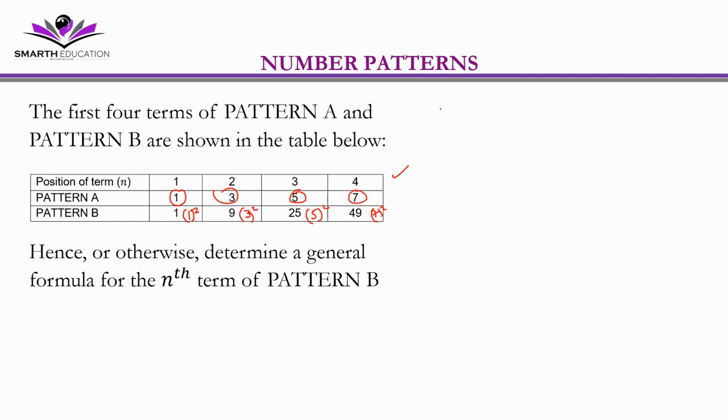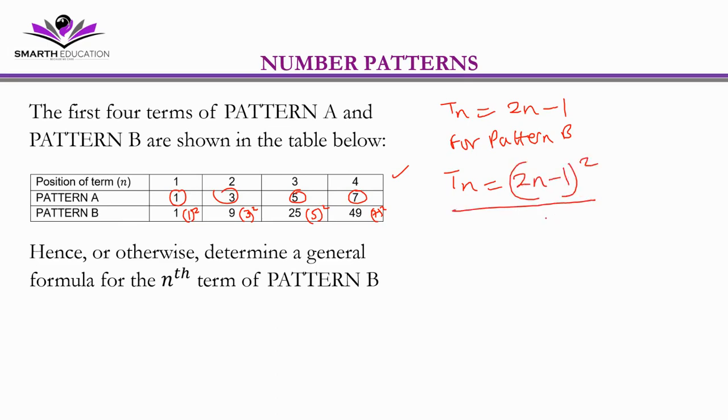And then for pattern A, we found that Tn is equal to 2n minus 1. That's what we got for pattern A in the previous question. So it means for pattern B, Tn is going to be (2n minus 1) squared, because we are squaring pattern A to get pattern B.